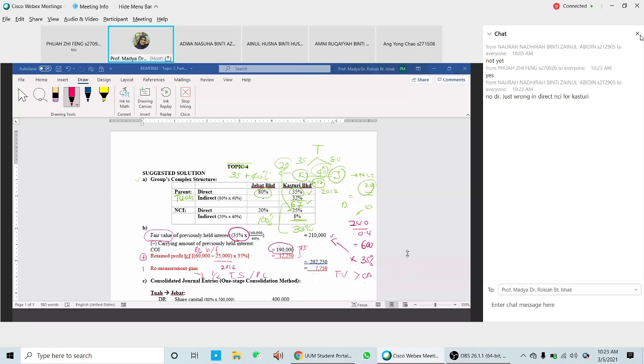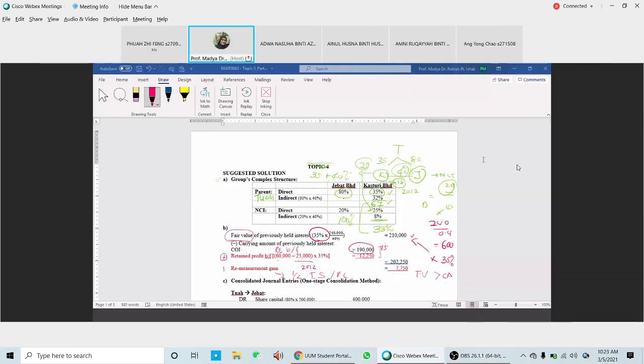Indirect NCI for Kasturi. Indirect NCI with the Kasturi. Nara? 33%, isn't it? 3 or 5? Right? Correct? 33%. Okay.